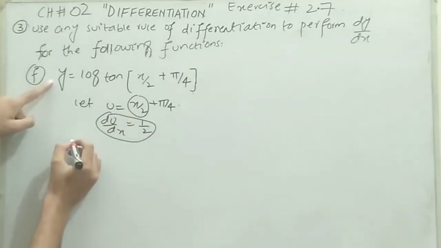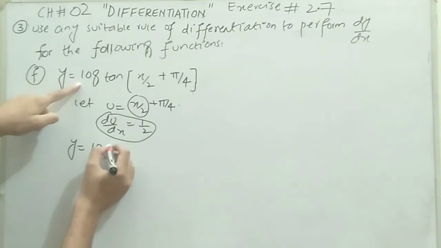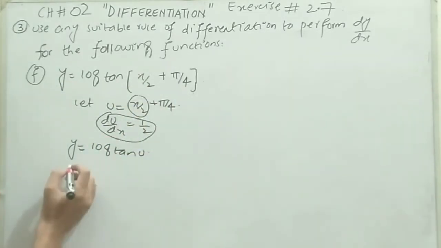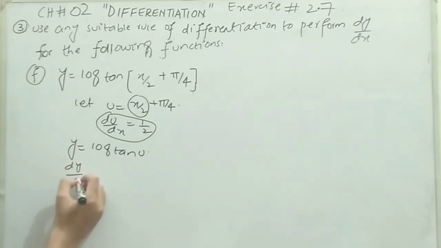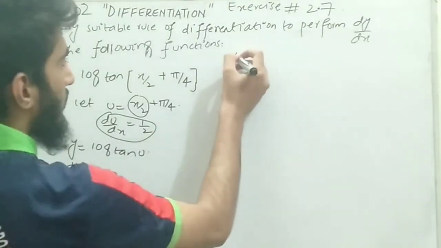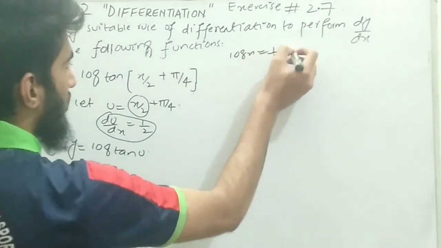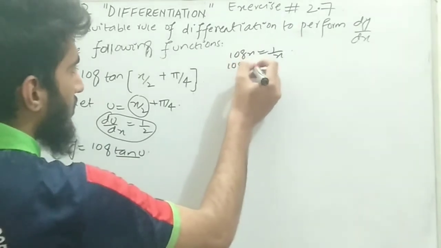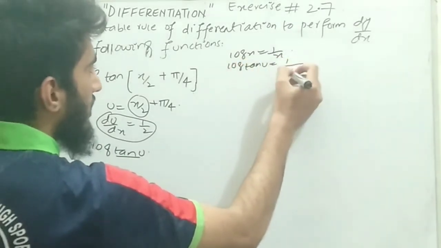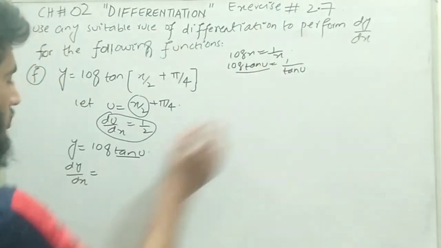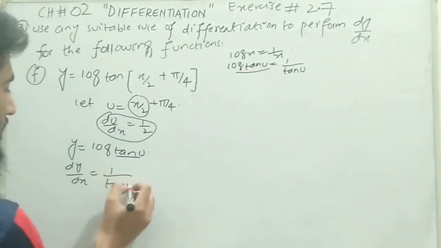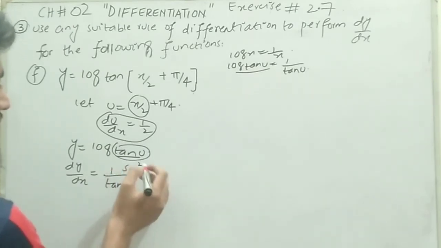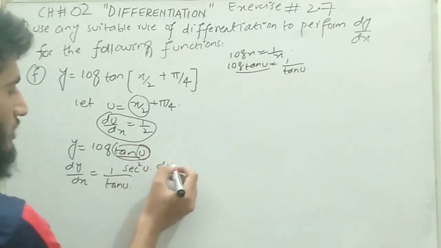Now the function becomes y is equal to log of tangent u. Take the derivative of both sides with respect to x. You know that the derivative of log of x is 1 over x, but over here we replace x with tangent u, so the derivative of log of tangent u will be 1 over tangent u. Now also take the derivative of this inner function, so its derivative will be secant square u, and also take the derivative of u with respect to x.